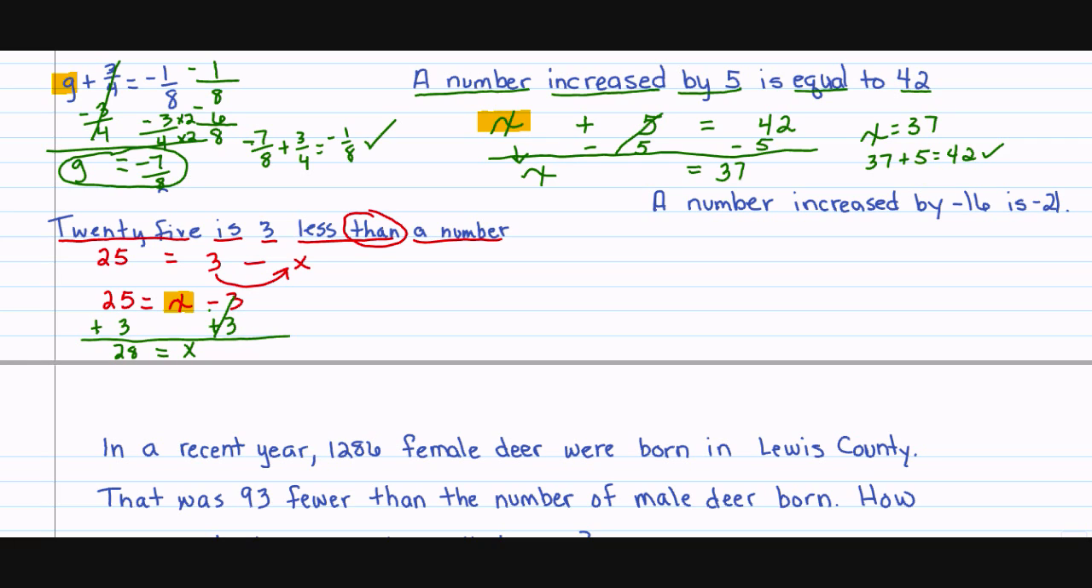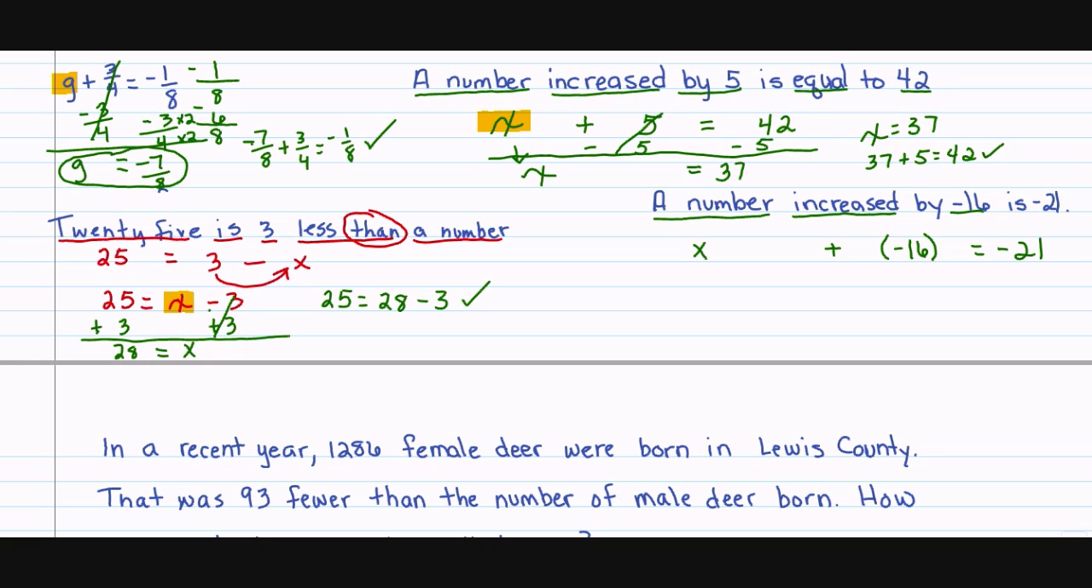28. And if you take a look, 25 equals, substitute your answer back into the problem. See if it makes sense. Does 28 minus 3 equal 25? Yes, it does. Let's take a look at the next one. A number increased, means addition, by negative 16, put that in parentheses because it's a negative 16, is negative 21.